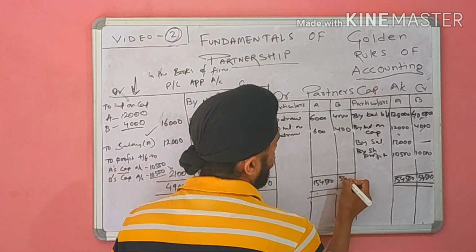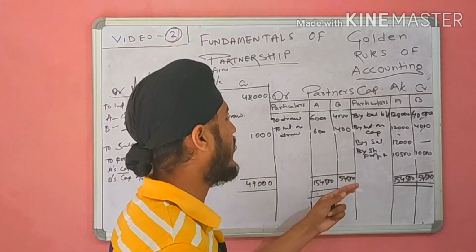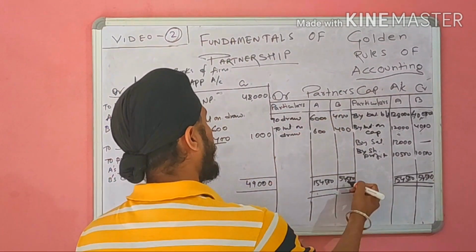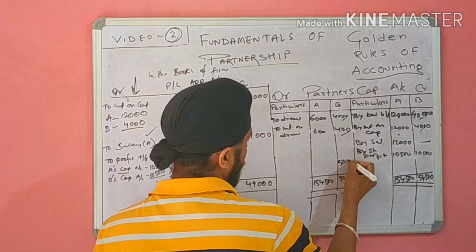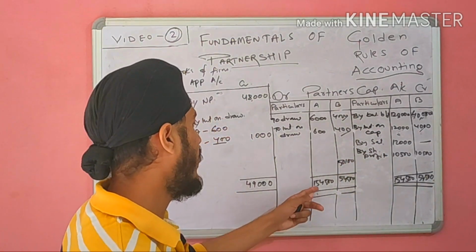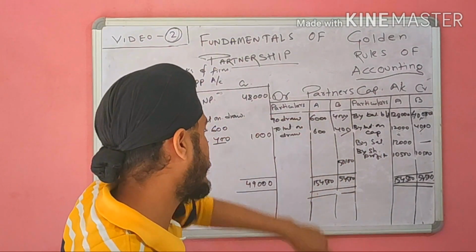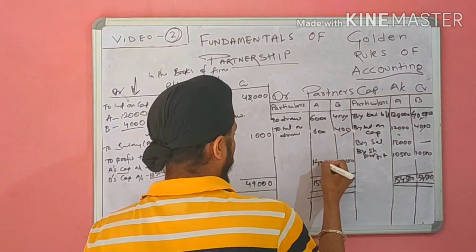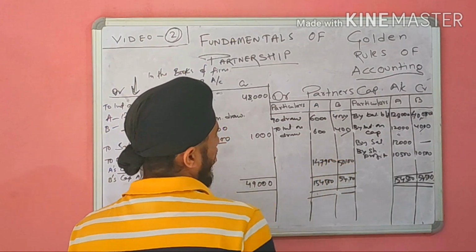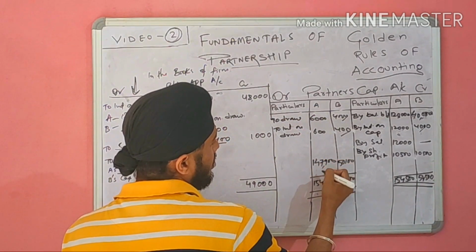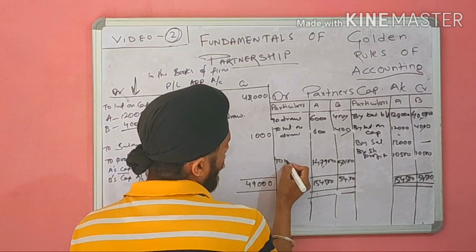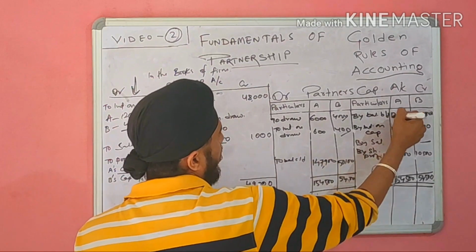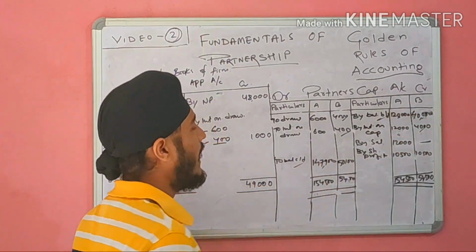Next we'll write the total on both sides, 1,54,500 and 54,500. Now we deduct these two amounts. 54,500 minus 4,000 minus 400 becomes 50,100. Next, 1,54,500 minus 6,000 minus 600 becomes 1,47,900. We will write here to balance c/d. Here opening balance b/d, here closing balance c/d.